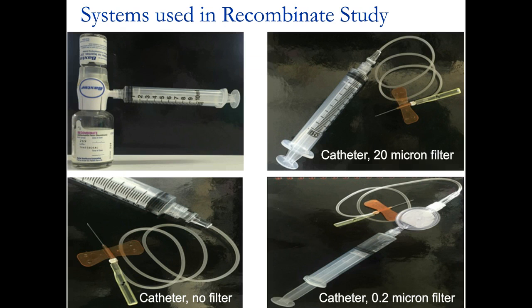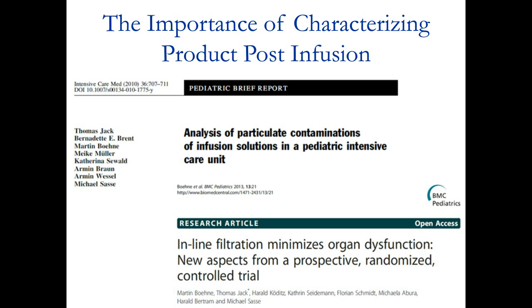So this shows the different scenarios we looked at. We did a control where we didn't go through the catheter. We also looked at applying different filter sizes to the end of the catheter to see how that would impact particle profiles post-administration. So we looked at a 0.2 micron filter as well as a 20 micron filter. And we also looked at the administration without a filter, the catheter with no filter. Characterizing these is really important for knowing what's coming out of your administration and going into the patient.